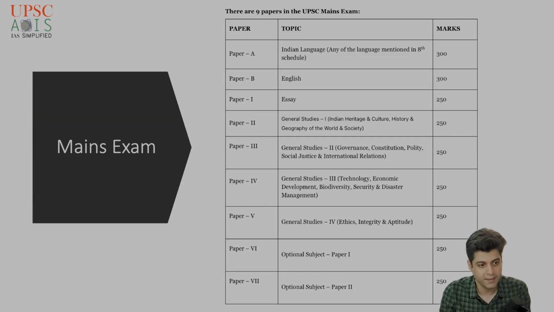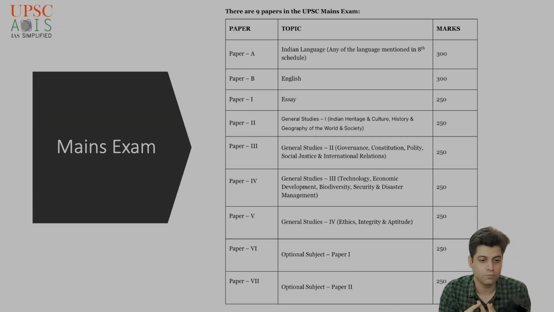Then we come to the mains exam syllabus. As we've already discussed in the pattern video, there are a total of 9 papers in the UPSC mains exam. Paper A and Paper B are qualifying in nature, where you need to score 25% marks to qualify. Hence, we will not look into the syllabus of Paper A and B. Paper 1, for which the marks are calculated, is the essay. But I won't go into the syllabus because there is no such syllabus for the essay.